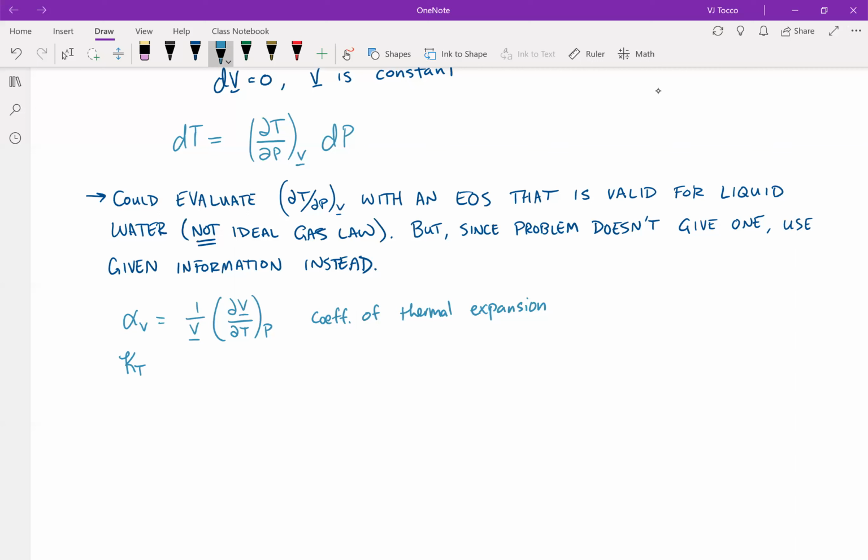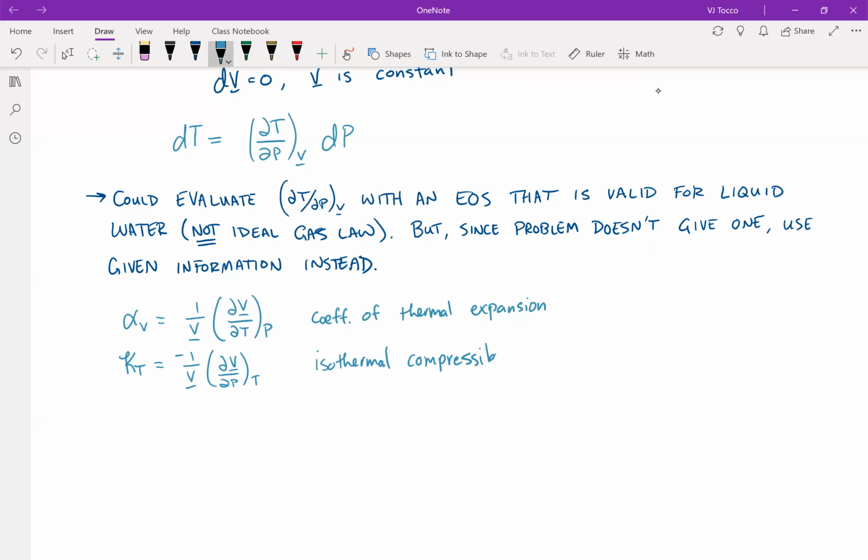Kappa T is the isothermal compressibility. That is defined as negative 1 over V times the partial of V with respect to P at constant T. So this is isothermal compressibility.